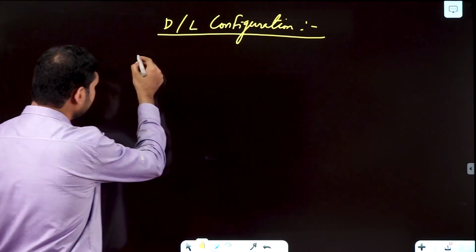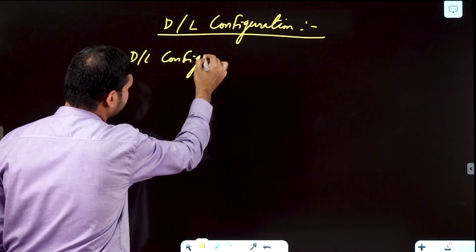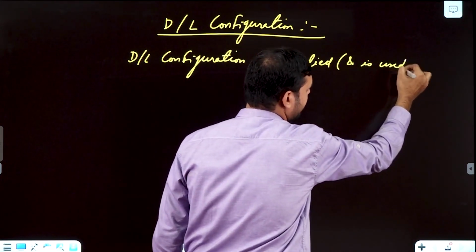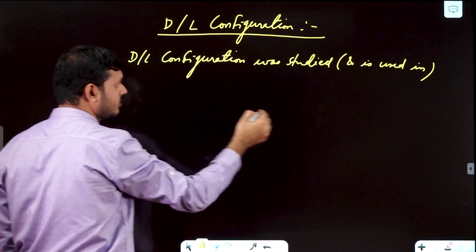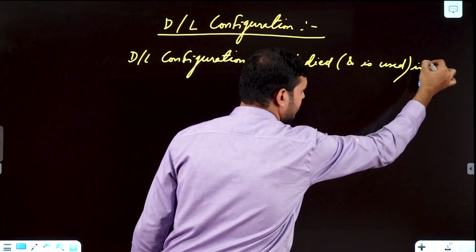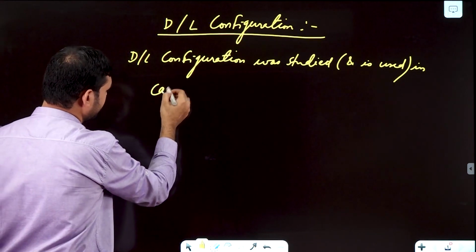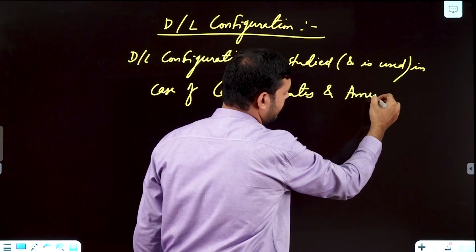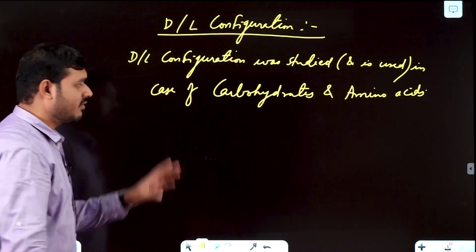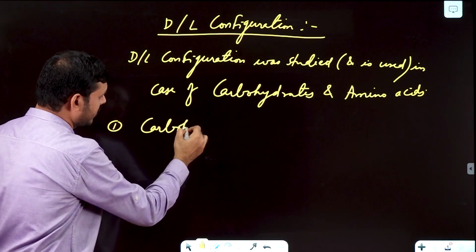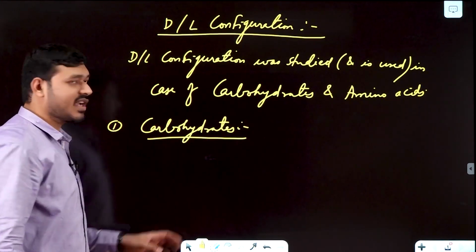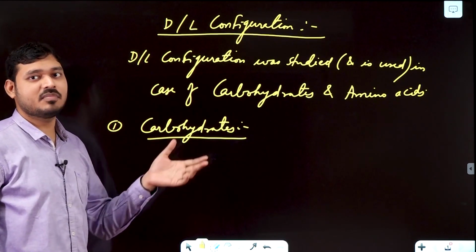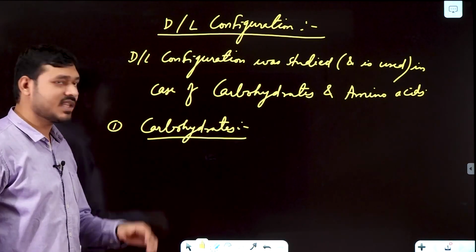So DL configuration was studied and is used in case of carbohydrates and amino acids. So let's see one by one. First of all, carbohydrates. So what are carbohydrates? If you remember sugars, glucose, fructose, these are all carbohydrates. In another term, they are also called saccharides, polysaccharides, monosaccharides, disaccharides. Saccharide simply means sugar.